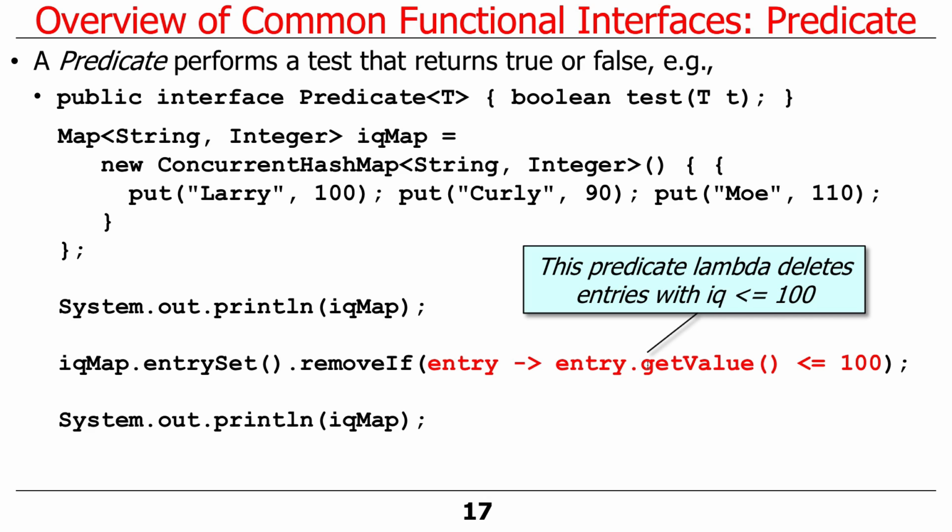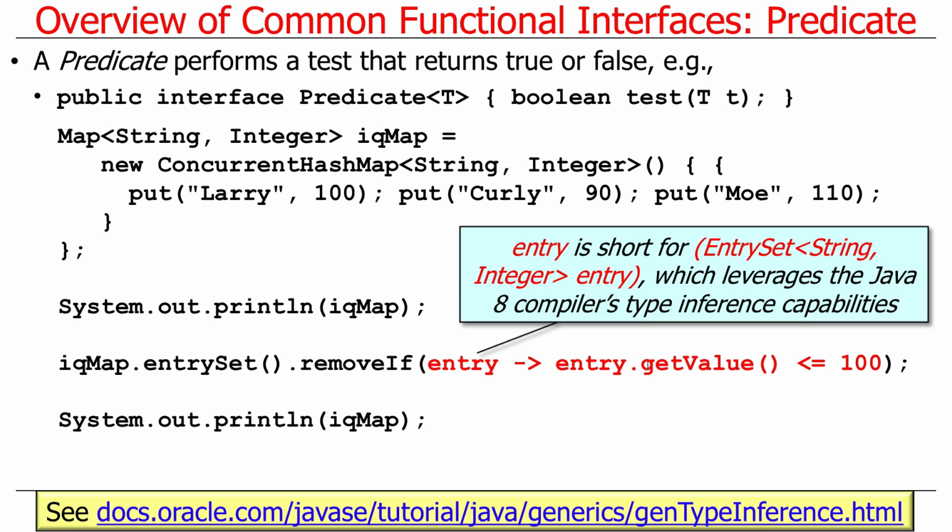So I'm going to call a method on concurrent hash map called removeIf. removeIf is going to delete any entry where the value, the IQ, is less than or equal to 100. If we print out the map here, we're going to get Larry, Curly, and Moe. If we call removeIf, we'll remove any entry whose value is less than or equal to 100. So poor Curly and Larry are going to go away, and we'll just be left with Moe when we're all done. When we print the results out, they'll be different. I mean, there won't be those entries in the map.